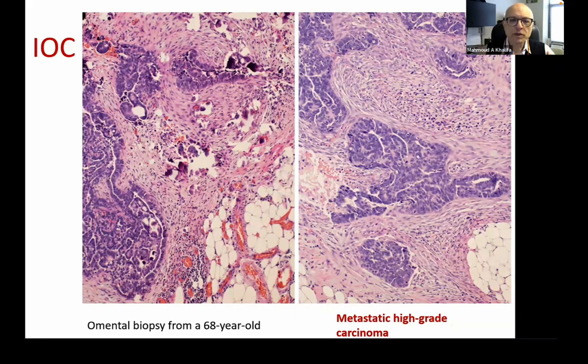It is not up to me during the frozen section to say this is ovarian, this is fallopian tube, this is endometrium. None of that is important. It's omentum with malignant cells, so it is metastatic carcinoma. That's it.